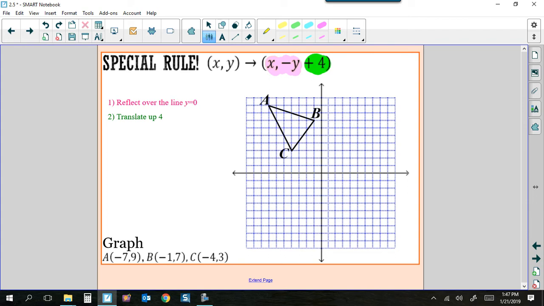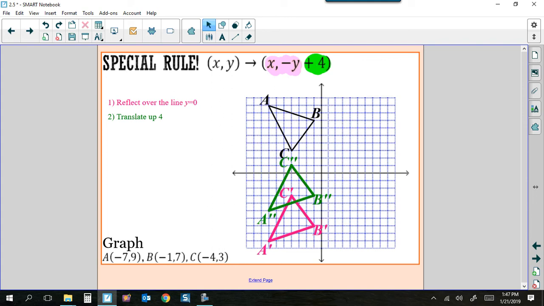Okay, so your pre-image should be located where mine is. You should have then reflected it over the line y equals 0, which is the x-axis. That is where y is always 0, giving you this image. And then you should have taken that image and translated it up 4, giving you A double prime, C double prime, and B double prime located where I have it. If you need to pause the video to get that, please go ahead and do so.